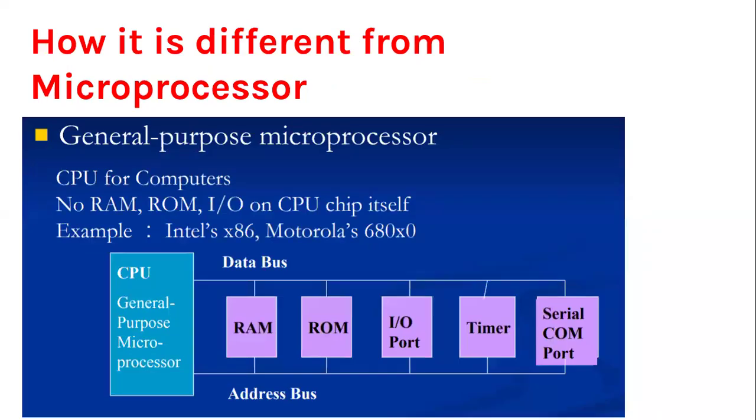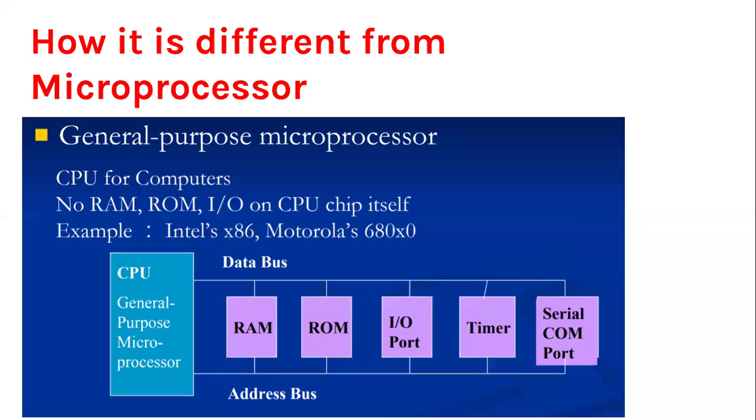So what is the difference between the two? I think all of you know the two things: microcontroller and microprocessor. What is the difference between both? In a microcontroller, whatever you interface externally to a microprocessor, like RAM, ROM, IO ports, timers, are all inbuilt inside the microcontroller. That is the basic difference. RAM, ROM, IO ports, timers, and serial port are all inside the chip. Inside the chip, that is a microcontroller.